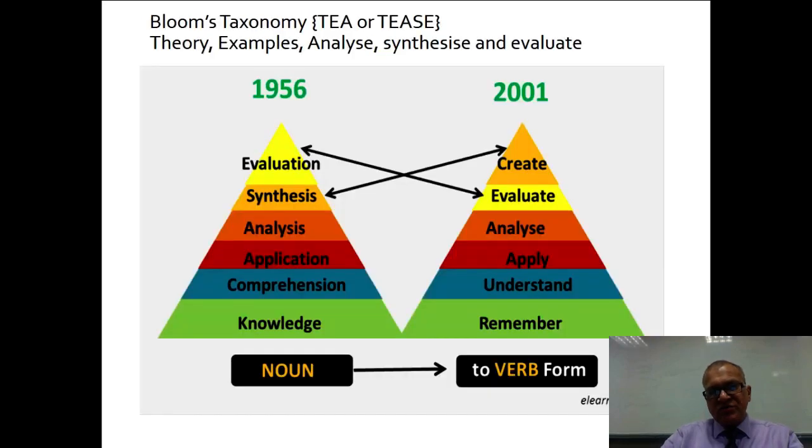Now, Bloom's taxonomy is a very good way to understand the depth of knowledge, and also you can understand the Framework for Higher Education Qualifications and the requirements at different levels of 4, 5, 6, 7, 8.